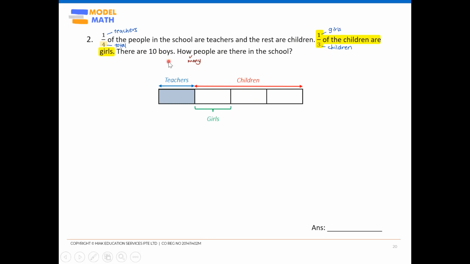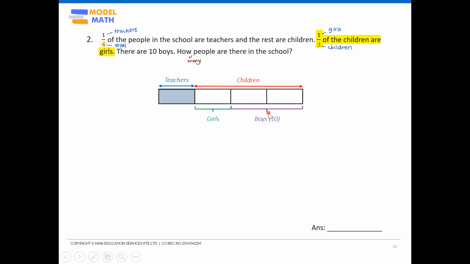There are 10 boys. Now, where are the 10 boys? Obviously, these children are 3 units, and this 1 unit is the girls. So the 2 units here have to be the boys, the 10 boys. And that's it, model done.